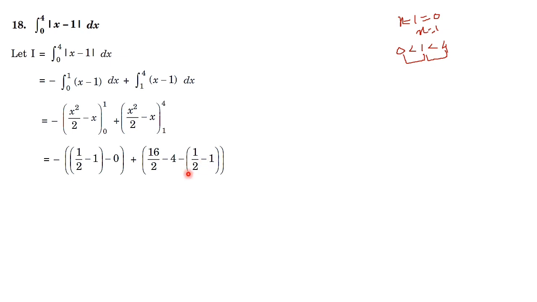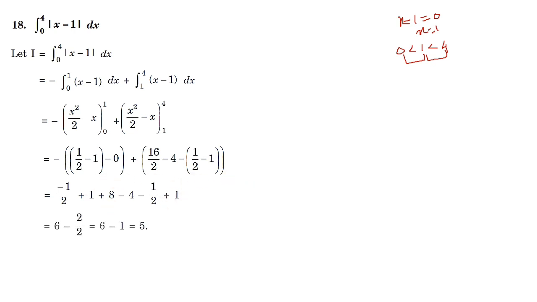So there should be a bracket here because minus of the lower limit, okay, that is equal to, when we remove the bracket, minus 1 by 2 minus into minus plus 1, then 16 by 2 is 8 minus 4, then minus 1 by 2 minus into minus plus 1. Calculation as you wish, you can do it, it's not a problem.